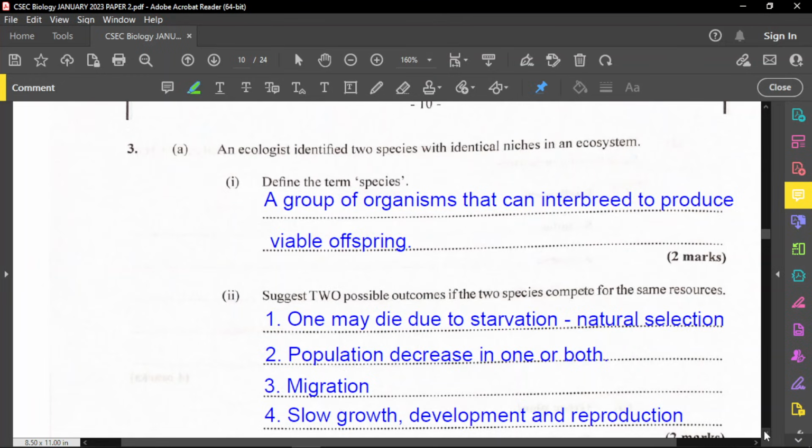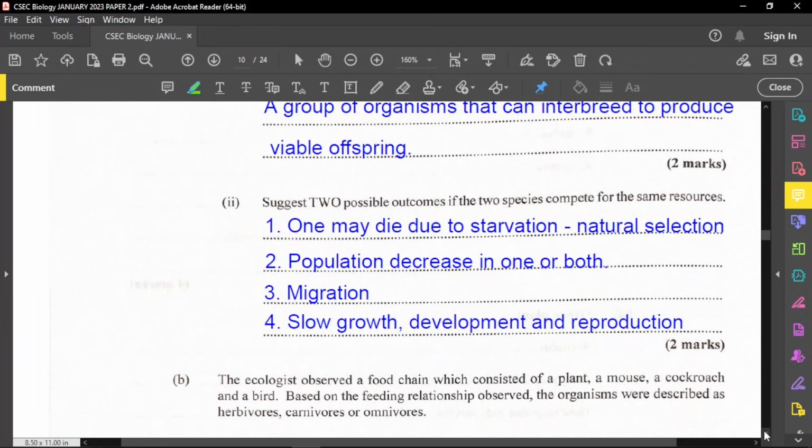All right, so for question number 3, it said an ecologist identified 2 species with identical niches in an ecosystem. Define the term species. A species refers to a group of organisms that can interbreed to produce viable offspring, which means those offspring can also produce offspring as well. All right, for part 2, it suggests 2 possible outcomes if 2 species compete for the same resources. If 2 species are competing for the same resources, then one may die due to starvation. And that is leading up to natural selection as well. So the fittest will survive. Another thing you can also mention is a population decrease in one of the species or both of them.